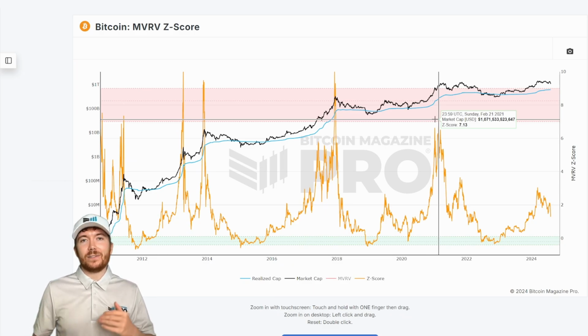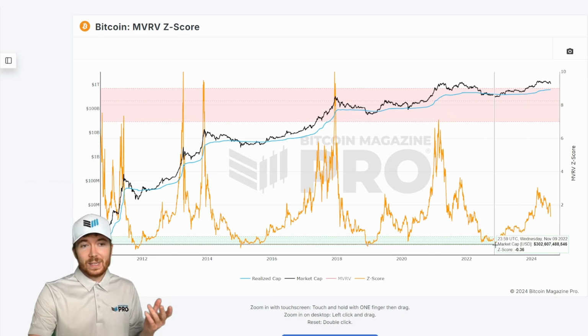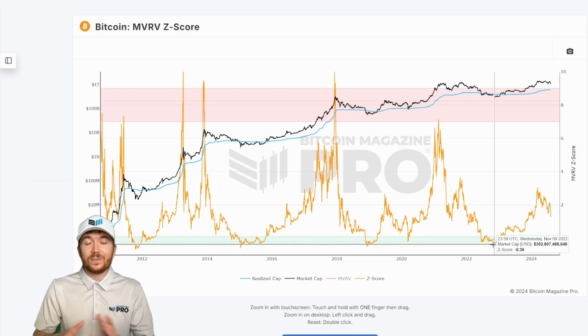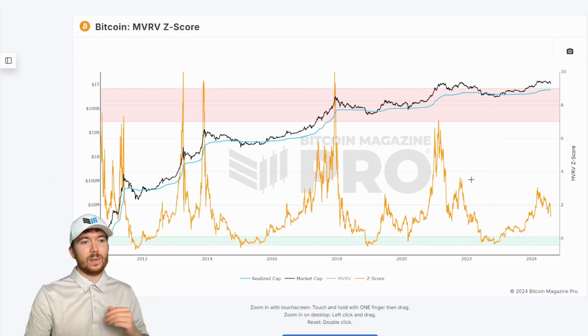And usually when we see values this high, it does indicate that we're in the tail end of a bull cycle. And the same is true for the downside. If we see the average investor at a loss on their positions, definitely not a bad time to be accumulating BTC.